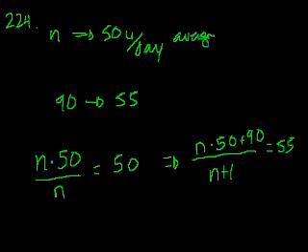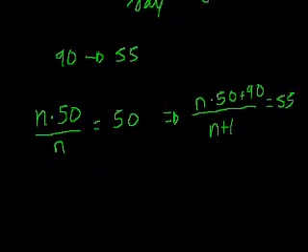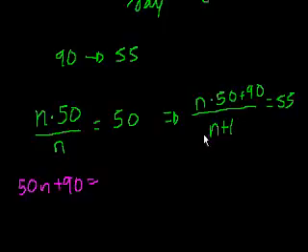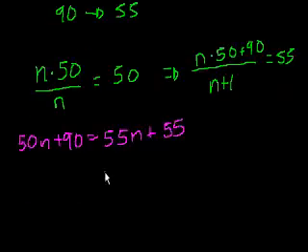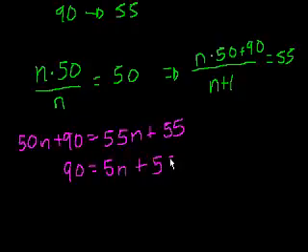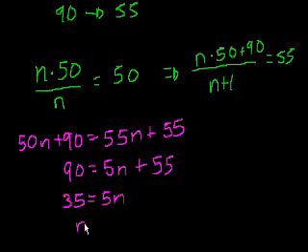So now we just have to solve this for n. So let's see what we can do. We get 50n plus 90 is equal to, multiply both sides by n plus 1, 55n plus 55. So let's subtract 50n from both sides. You get 90 is equal to 5n plus 55. Subtract 55 from both sides. That's 35, is equal to 5n. n is equal to 7, and that's choice E.